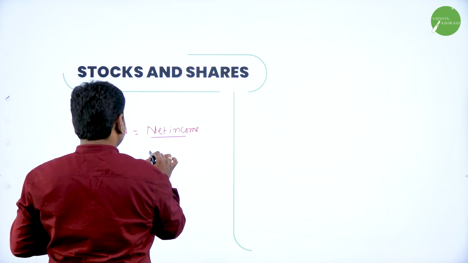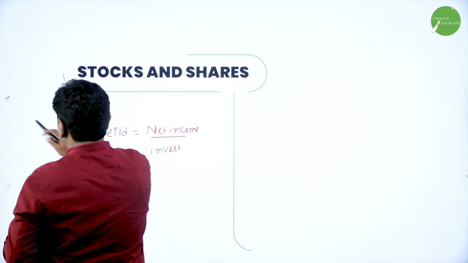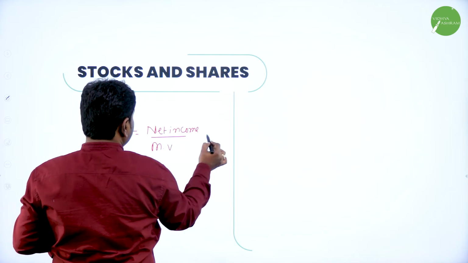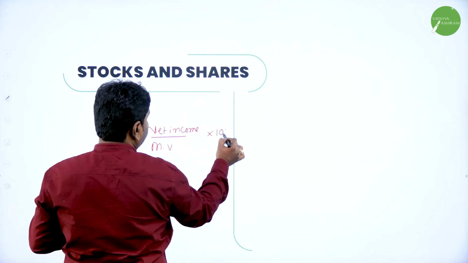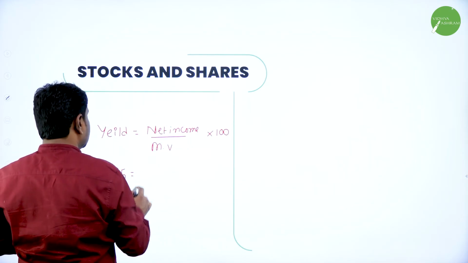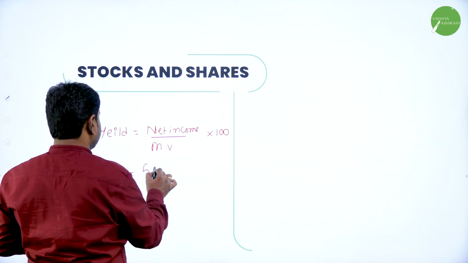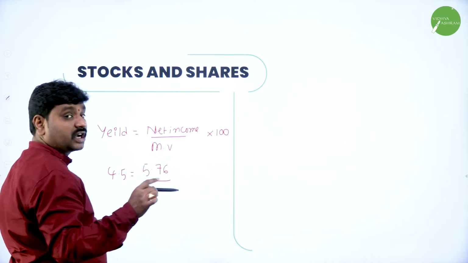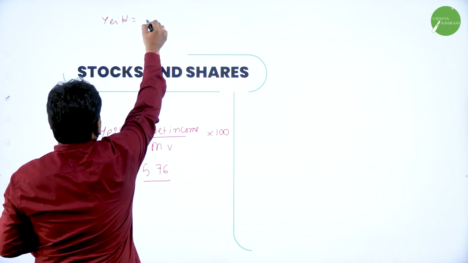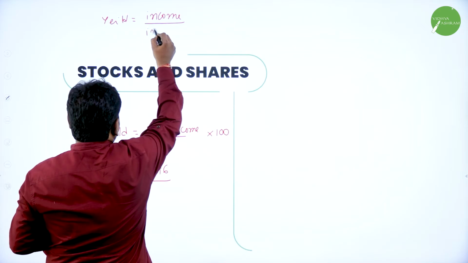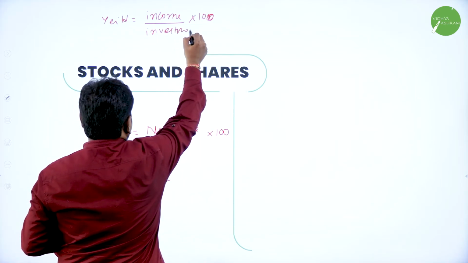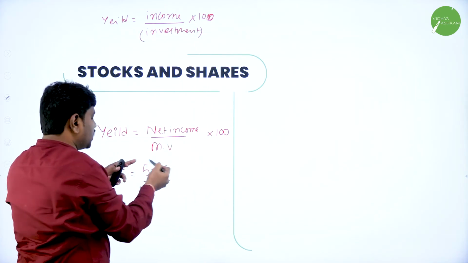So now net income divided by investment. Investment is what? Whatever amount you are investing is the market value. Yield is given in percentage, so multiplied by 100. What is the yield? 4.5%. Net income, which you just got as 5.76, divided by the amount invested, called the market value, into 100. Actually in the last case we took yield as income divided by investment into 100. Do you agree? This is the formula we took. But instead of the word investment, I'm taking market value.